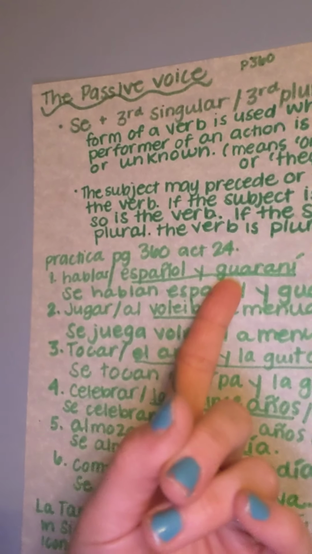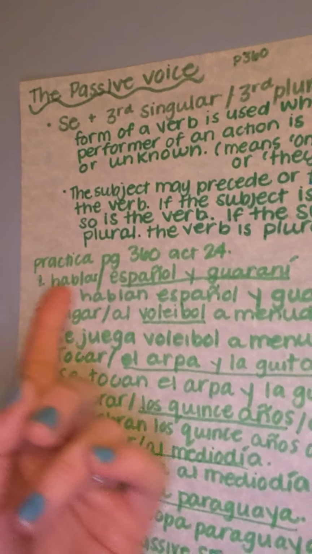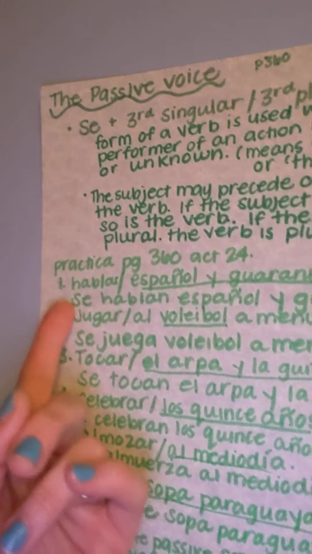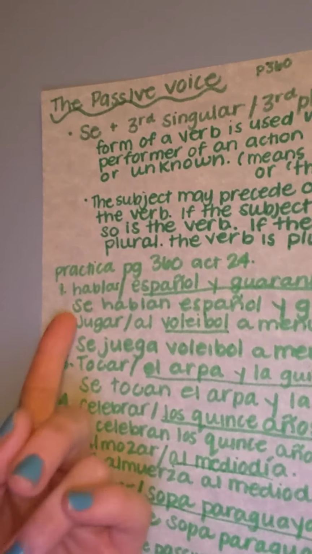So, in the libro, they have the infinitive and then also the subject. So, we have hablar and then español y guaraní. So, we would say, se hablan español y guaraní. Your choices are third person. That's it. It's either third singular or third plural. So here we're going to use third person plural because we have español y guaraní. So our frase is going to say, se hablan español y guaraní.